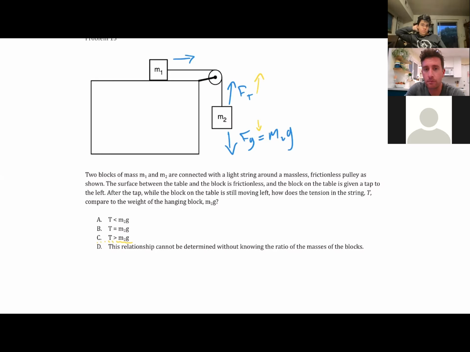Yeah, if mass 1 is moving left, then mass 2 has to go up. Yeah, okay, so step one is I drew my arrow the wrong way. I misrepresented this, right? Left means that way. So you're right, it's going up. Look at that. So then the force of tension must be greater than the force of gravity. Okay.